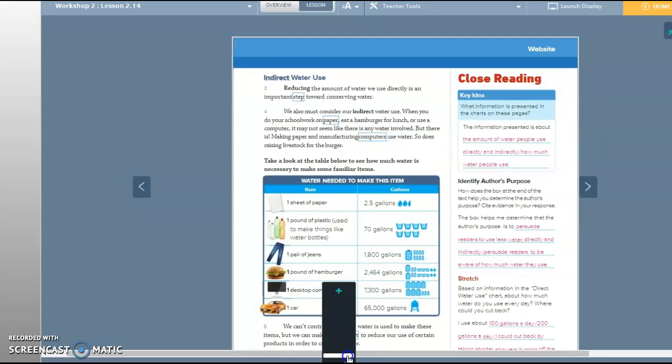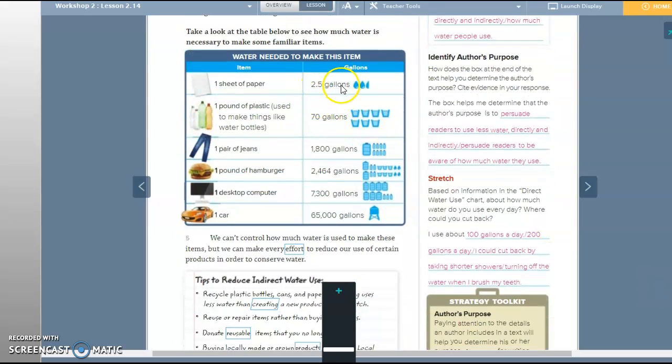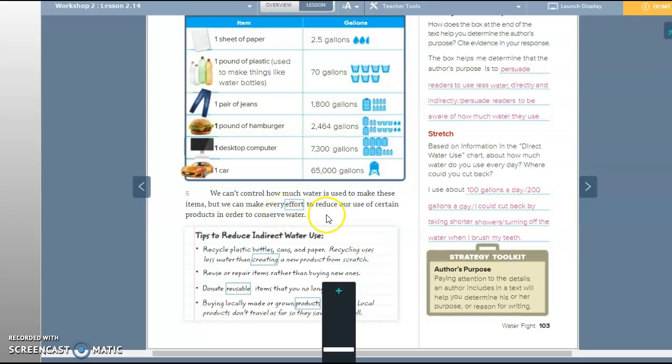So a sheet of paper, they say uses 2.5 gallons to make. 1 pound of plastic used to make things like water bottles, 70 gallons for 1 pound. 1 pair of jeans, 1,800 gallons. 1 pound of hamburger, 2,464 gallons. Okay. 1 desktop computer, 7,300 gallons. 1 car, 65,000 gallons. We can't control how much water is used to make these items, but we can make every effort to reduce our use of certain products in order to conserve water. So here's some tips to reduce indirect water use.